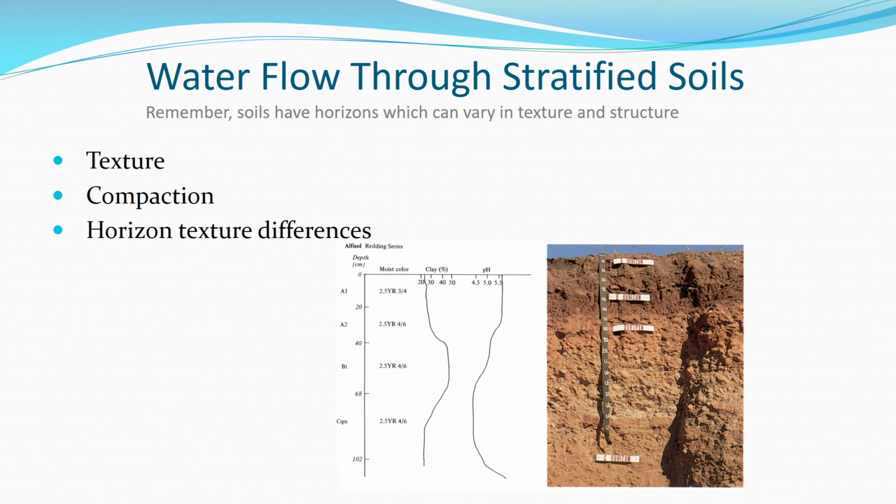We're going to start talking about water flow through stratified soils. Remember, soils have horizons which can vary in texture and structure. So, as we go through a soil profile, generally soils will gradually shift from one horizon to another, but sometimes we end up with super different horizons stacked on top of each other. So, for example, we could have a drastic change in texture, or maybe one of the horizons was drastically compacted. These things will greatly affect how water moves from one horizon to another.